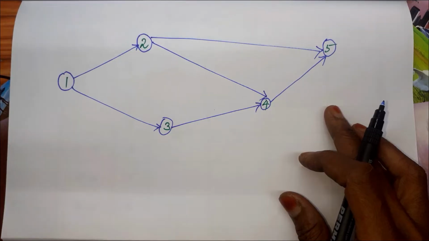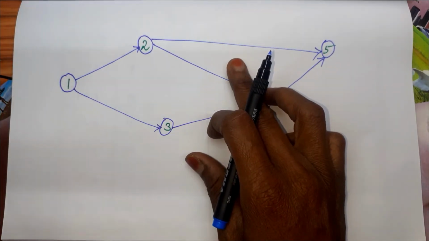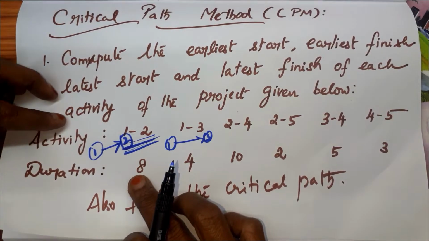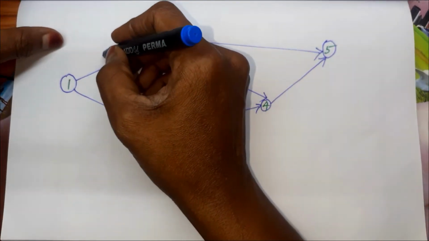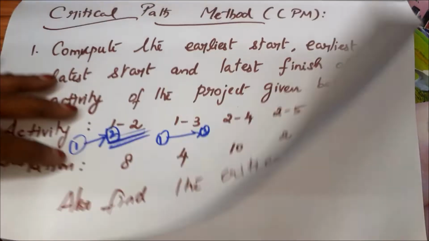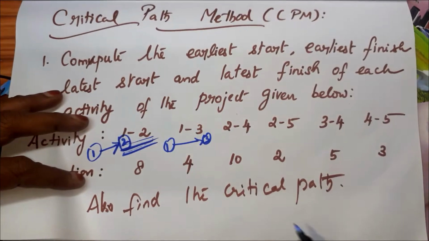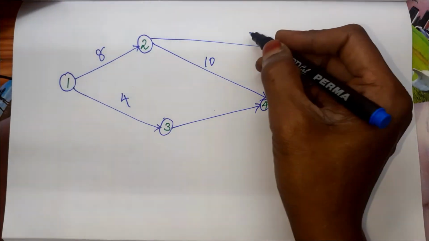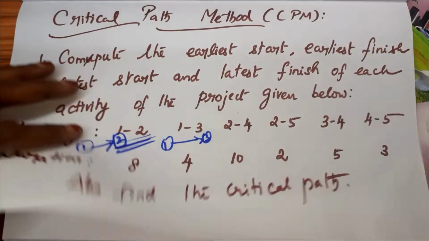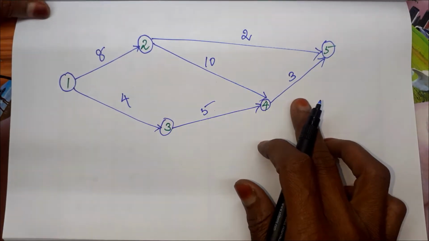After drawing the diagram, on these lines you mention the durations given. For example, for the first activity 1 2, the duration is 8. So write 1 2, the duration is 8. 1 3, the duration is 4. And 2 4, the duration is 10, and 2 5 it is 2, and 3 4 it is 5, and 4 5 it is 3. So write all the durations given.